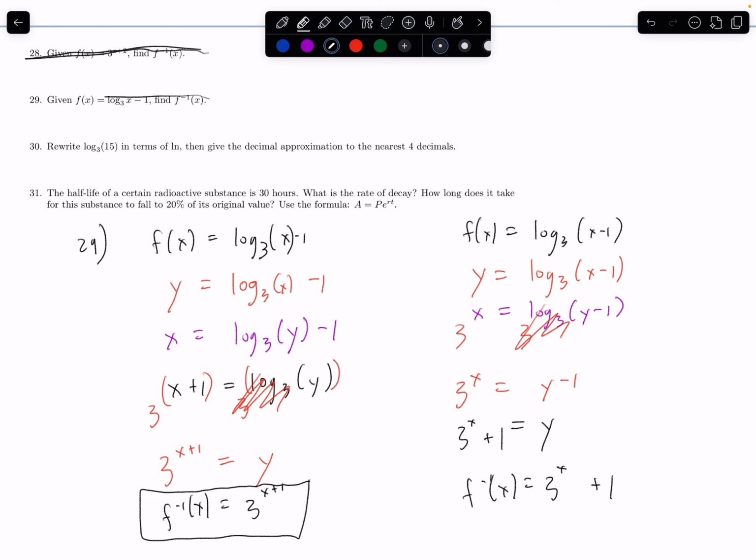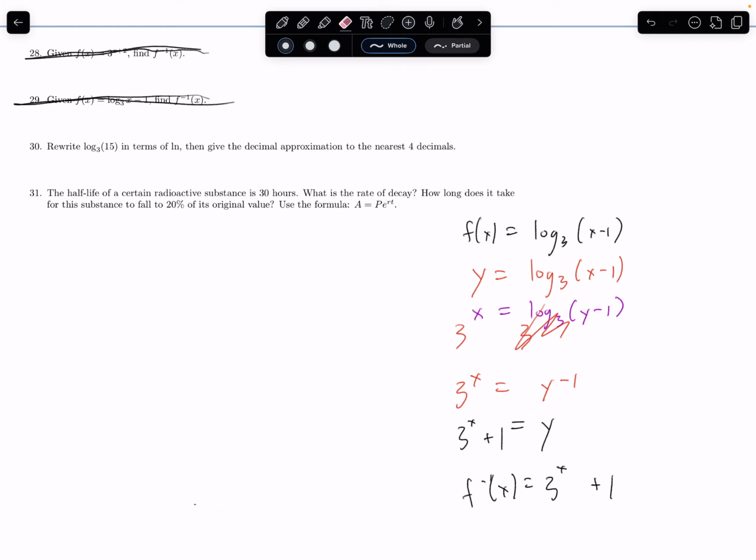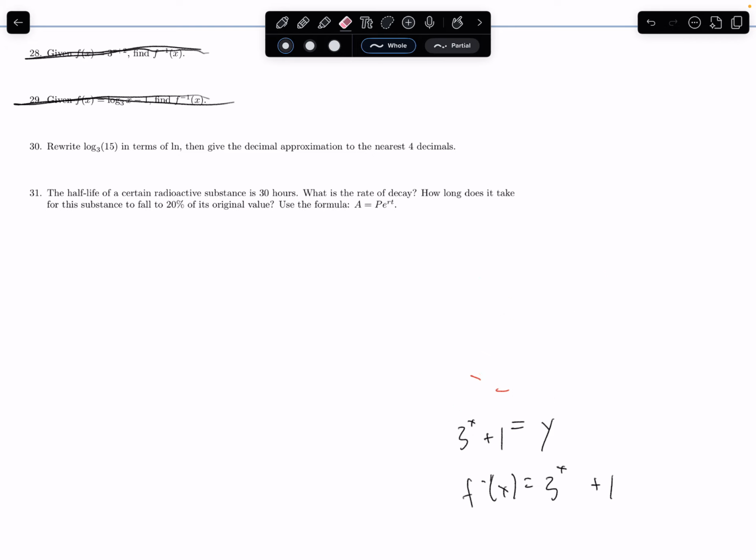We did 28, we did 29. Let's move on to 30. All right, 30 is an easy question. It says just to rewrite the log base 3 of 15 in terms of ln. That's just a change of base formula, straight application. And remember, when we do the change of base, we're free to choose whichever base we want, but ln is a natural choice. They even told us to choose ln this time.